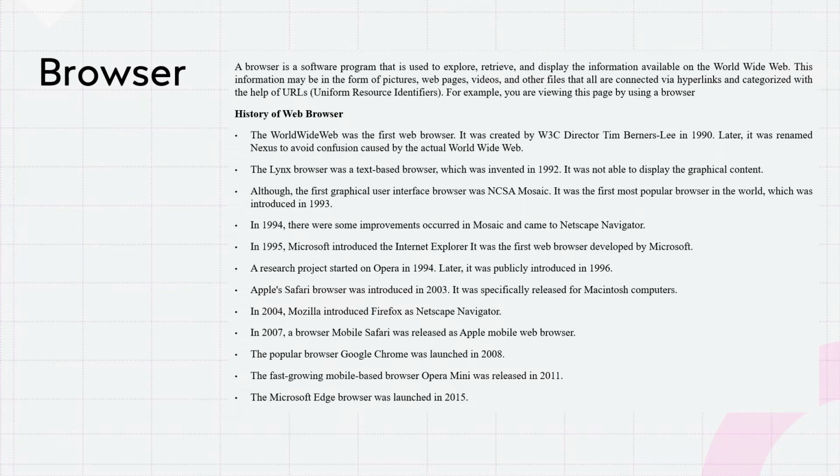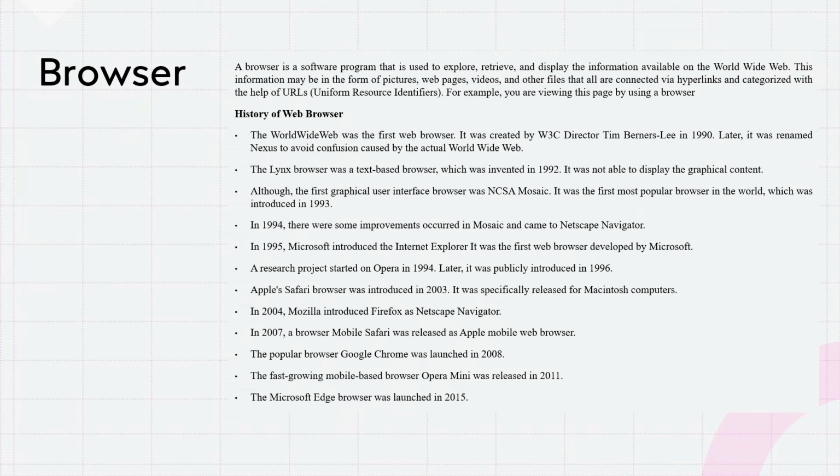History of web browser. The World Wide Web was the first web browser. It was created by W3C director Tim Berners-Lee in 1990. Later, it was renamed Nexus to avoid confusion caused by the actual World Wide Web. The Lynx browser was a text-based browser which was invented in 1992. It was not able to display the graphical content.